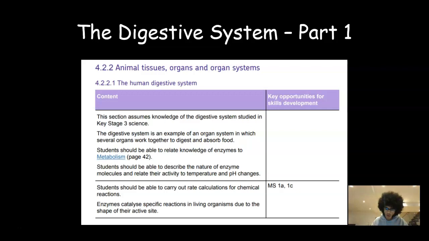So in terms of what the specification says for AQA about the digestive system, you'll notice that they say here this section assumes knowledge of the digestive system studied in Key Stage 3 science. Now, what does that even mean? It's very nebulous, very vague, not very helpful. If you read through the rest of this entry on the spec, it gives you a bit more detail about it, but it's not massively helpful. So hopefully this video will clear up a little bit about the stuff that you need to know as the basics of this system.